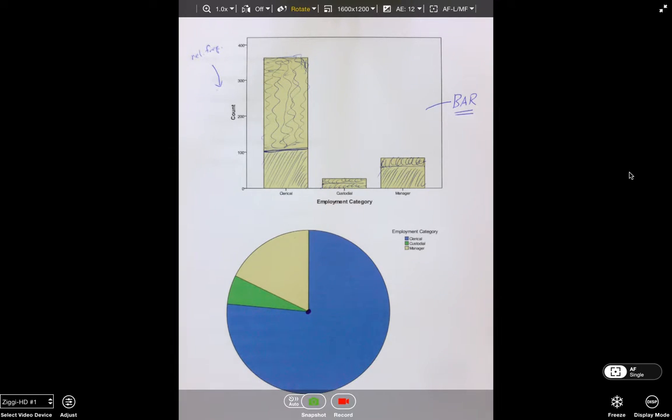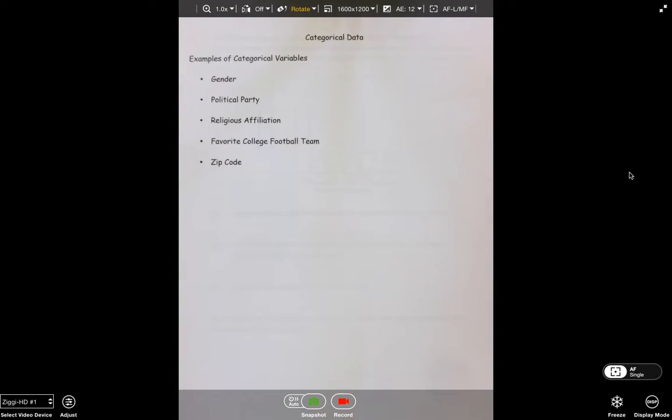So I'm never going to ask you to create one of these by hand, but I will ask you to go in and maybe take a pie chart and pull out information from it. Same thing with the bar chart, or even a stacked bar chart. Okay, because actually, I'm pretty sure you have one of those on your assignment. All right, so a little bit more about categorical data.